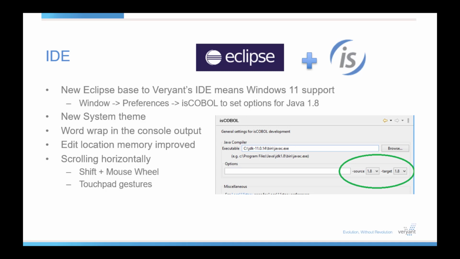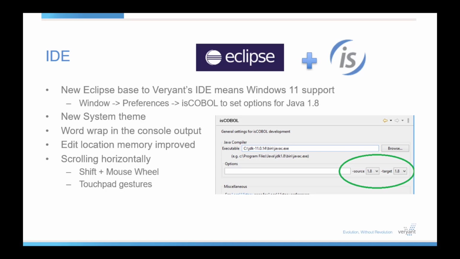A new system theme means that it uses system colors instead of the same default colors. The console preference page now has a word wrap in the console output. Now previously you didn't have this option and the output could sometimes go off the screen. The previous option, known as last edit location, is now called previous edit location, and it holds 15 distinct edit locations, so you can move around in your code to the places that you've been editing.